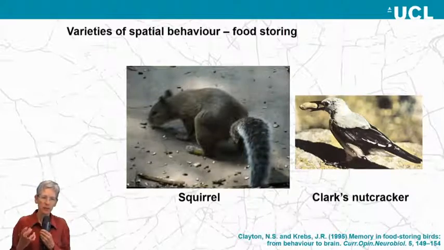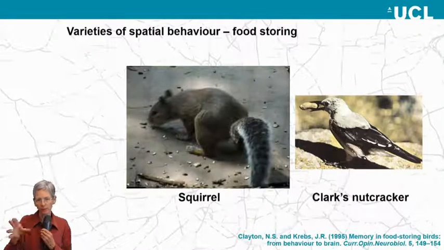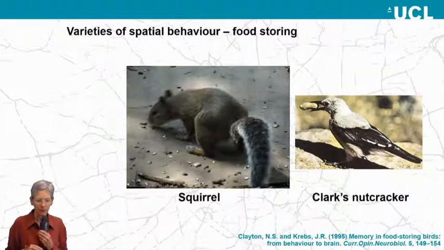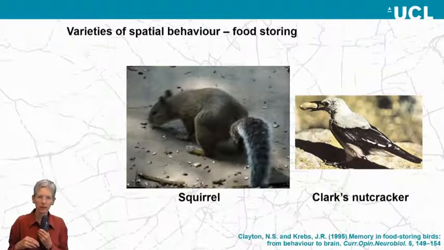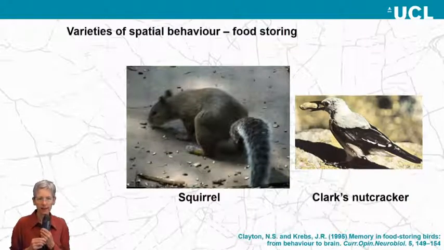And quite a few species will prepare for winter by storing durable food that they can then go back to over the course of the winter and retrieve. So they're kind of stocking up ready for winter. So we've got two species here, squirrels on the left and the corvids. Corvids are the crow family, and this is a particular kind of food storing corvid, the Clark's nutcracker.